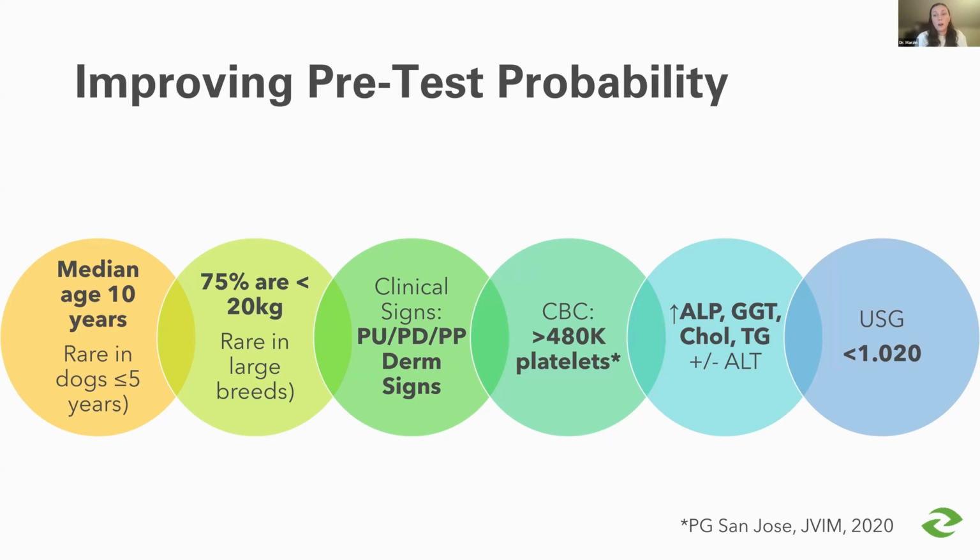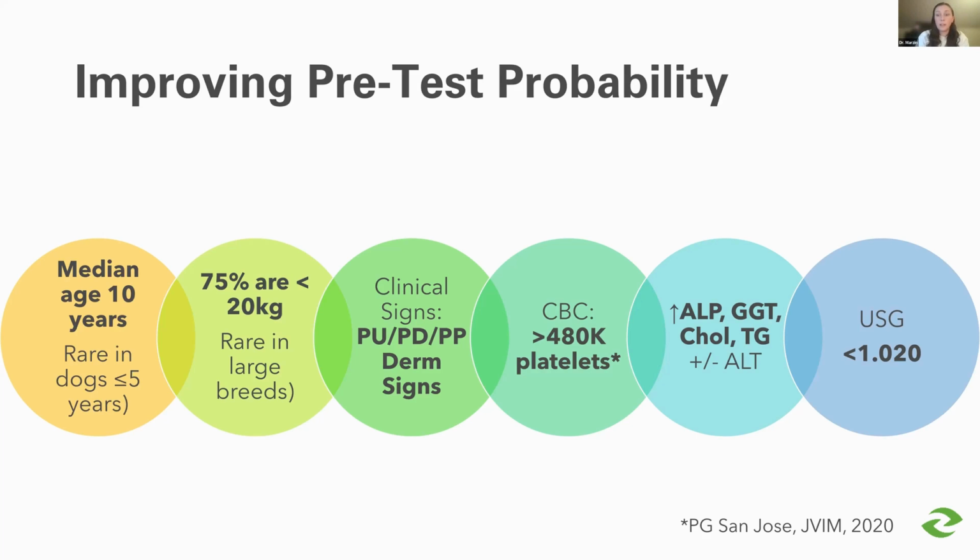And the most common clinical signs are PUPD, polyphagia, and skin issues like alopecia, comedones, thinning of the skin. Derm signs can sometimes be the only symptom present, but PUPD is super common. The most common lab changes include thrombocytosis on a CBC, and there was a recent study showing that less than 480,000 platelets can actually rule out Cushing's with 99% certainty.